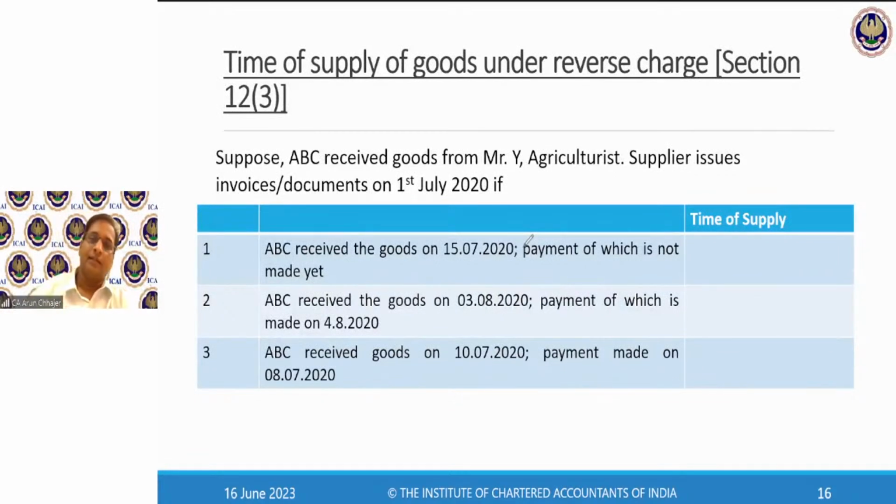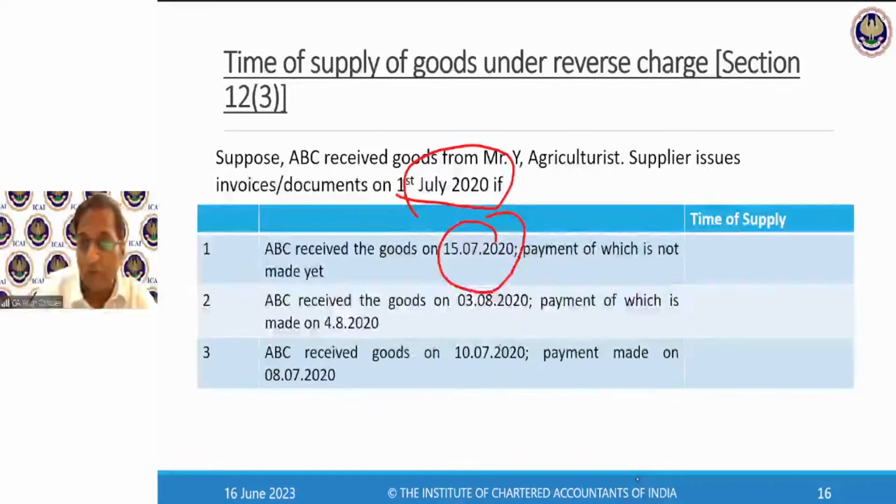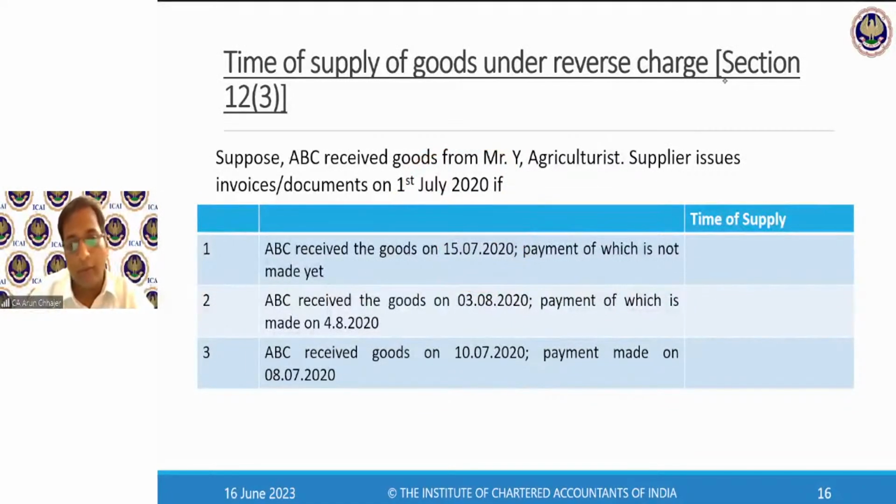Fine. Let me solve. In this case, what is the date of supply? Date of the document is 1st July. Date on which they receive the goods, 15th July. And no payment is being made.